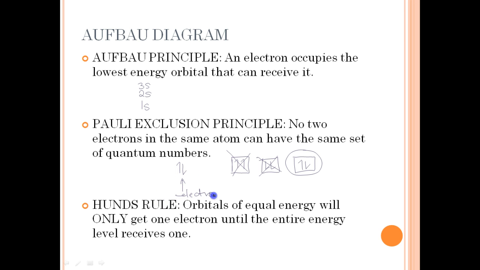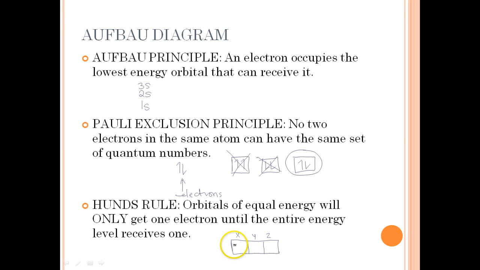Alright, then our last rule is Hund's rule, and that says orbitals of equal energy will only get 1 electron until every energy level receives 1. So they have to each have 1 electron before they get this pair. And they want to have a pair because that means they're happy. So like the P suborbitals, they have the X and the Y and the Z P orbitals, remember? So we have the suborbitals each holding 2.